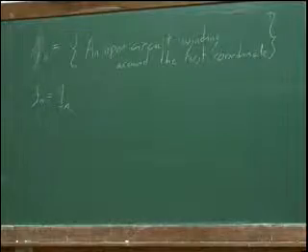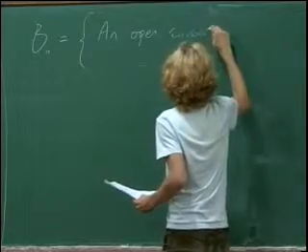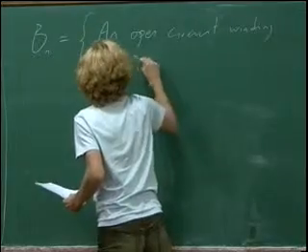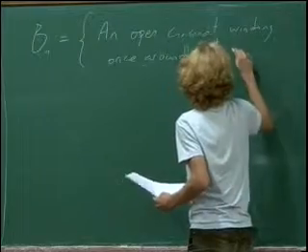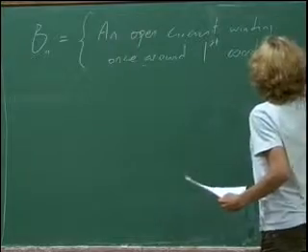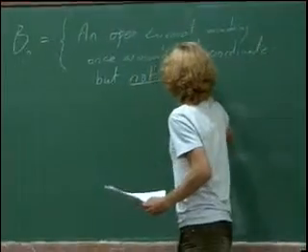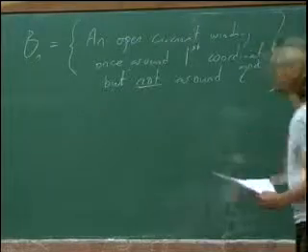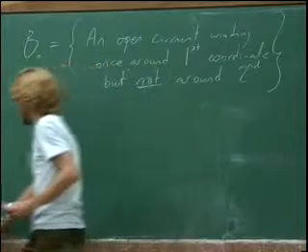That's having an open path or an open circuit winding once around the first coordinate. So far it looks very much the same as that one. But not around the second one. There's some reason I want to introduce both of them.